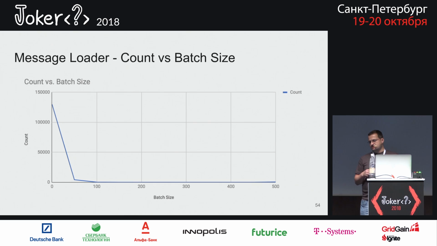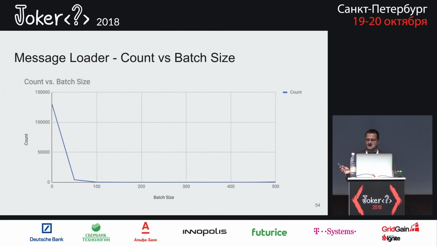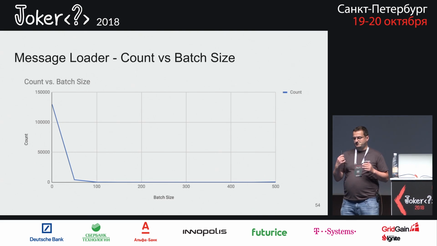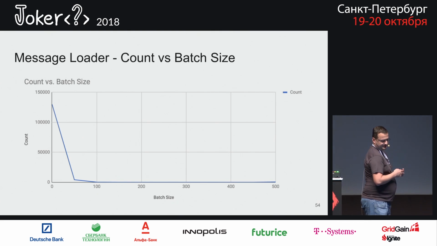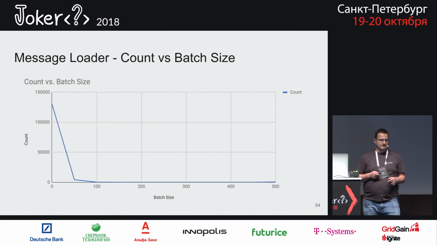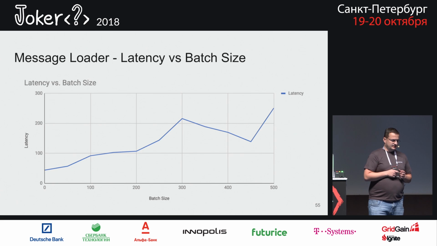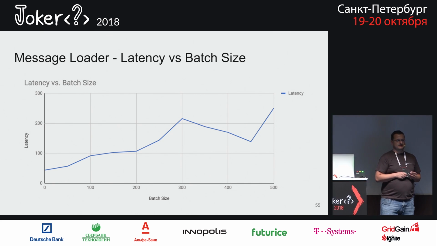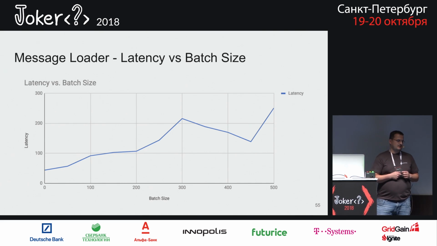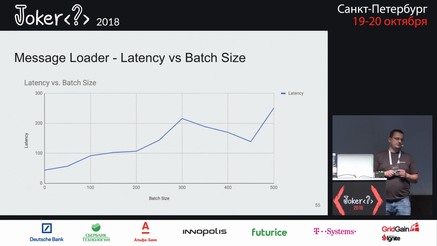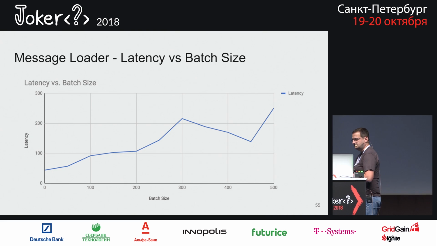Good. This is essentially the distribution in our system between batch sizes and the counts of them. Most of them are up to 50 messages, and the large ones are very seldom. And this is essentially the latency, and you can see that the latency actually doesn't depend that much on the batch size. For up to 100 messages in a batch, it takes about 50 milliseconds to load those into memory.